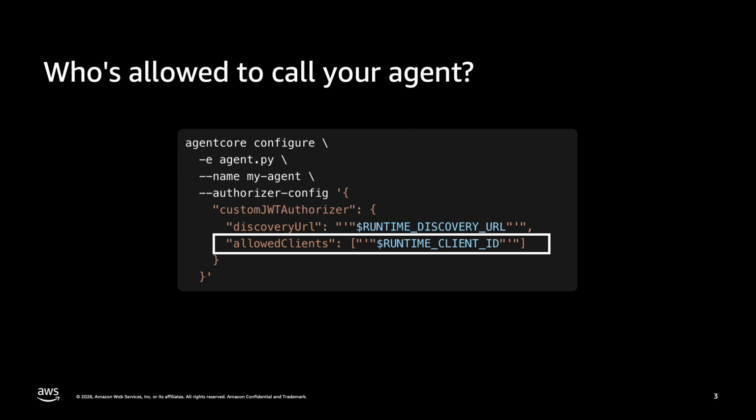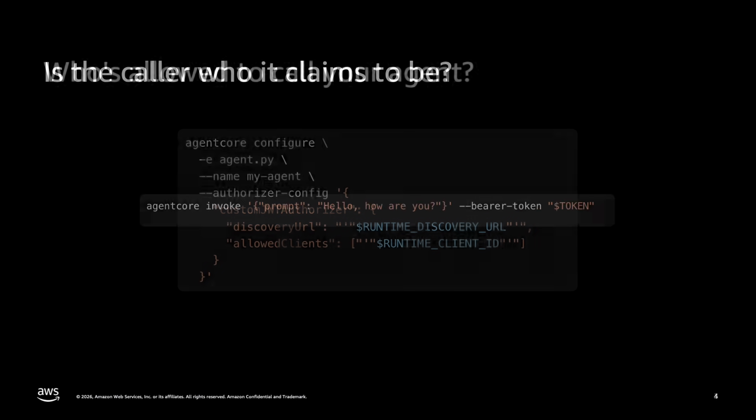You also provide an allowed clients list, which is essentially your guest list. These are the specific applications you are granting access to. If a caller's ID isn't on the list, they are not getting through. Shown here is a CLI example. You can do the same with Boto3 or with Agent Core SDK.